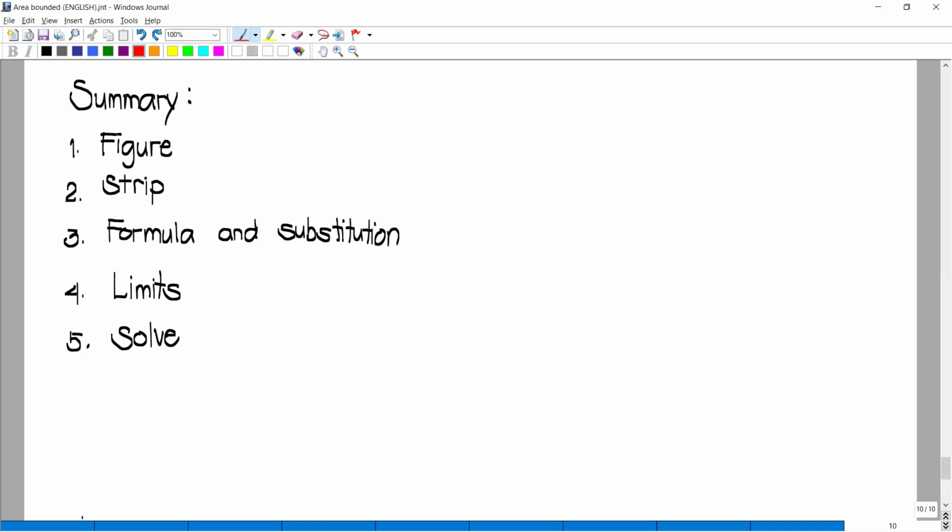For the next videos, we will be answering real area bounded problems from different books, and we will be following the summary. Now we have steps 1 to 5. I hope that you learned now, and also that you will learn more in the next videos.